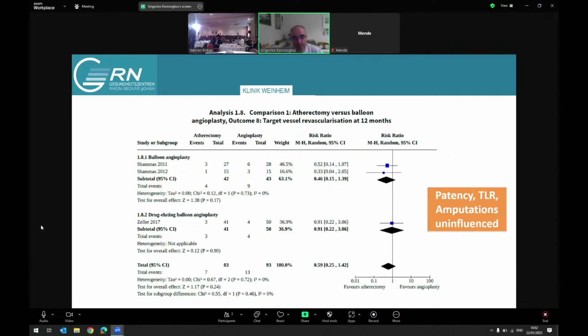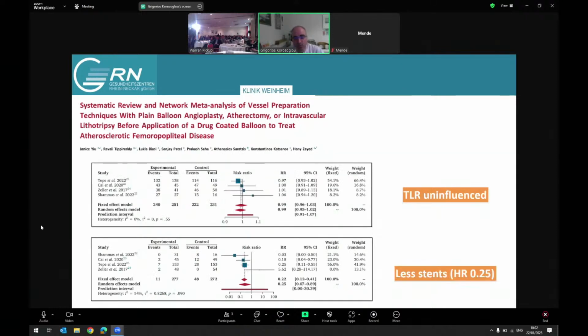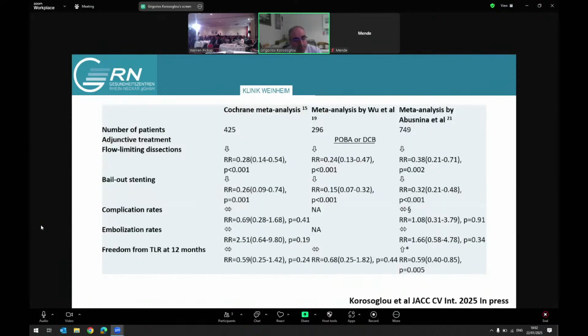and amputation rate. This was also confirmed in a recent systematic review and meta-analysis from the London group. The colleagues here also showed that the stent rate goes down. Again, one quarter of the stents, hazard ratio is 0.25, but TLR rates are not influenced by atherectomy. So here I think there is room for improvement and for future studies in this field.